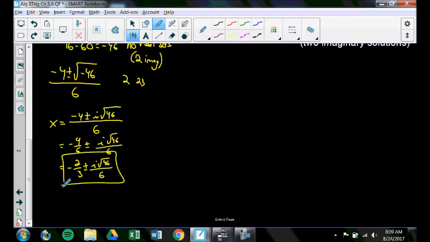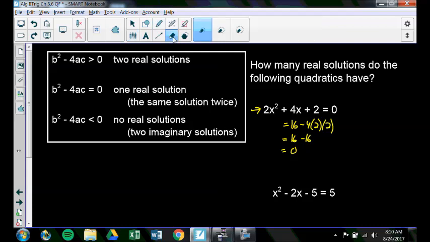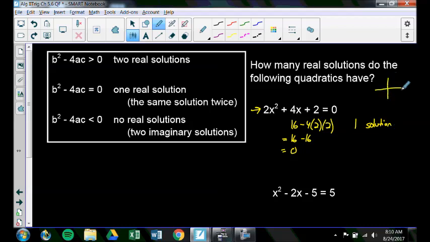Imaginary solutions. Beautiful. So, how many solutions does this quadratic have? Well, I'm going to calculate b squared minus 4ac, which is 16 minus 4 times 2 times 2, which is 16 minus 16, which is 0. The discriminant came out to 0. And since the discriminant is 0, I know that means that there's 1 real solution. It's actually the same solution twice. Whenever this happens, it means that you have a parabola where the vertex is exactly on the x-axis, somewhere, somehow.